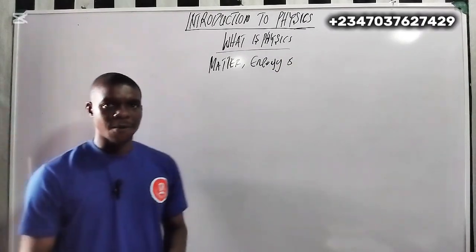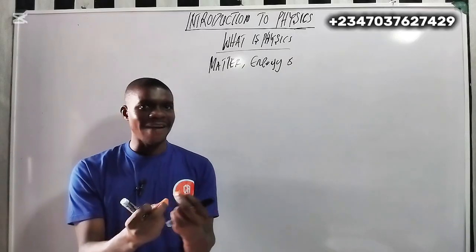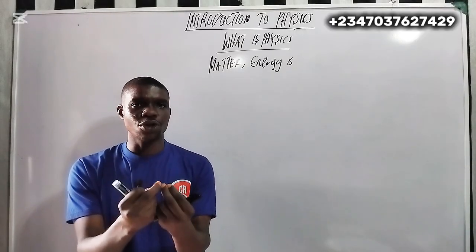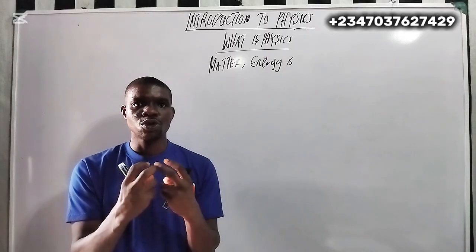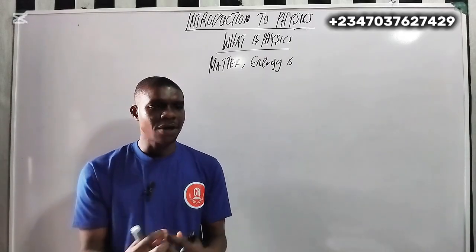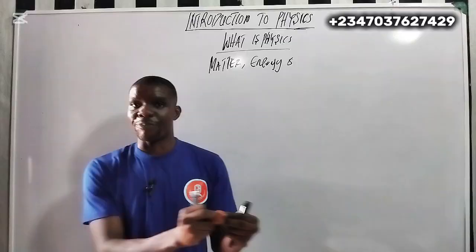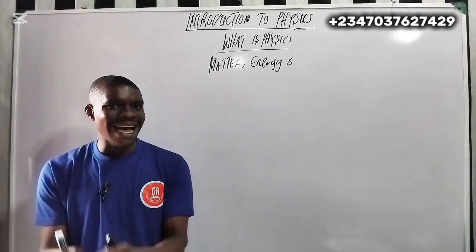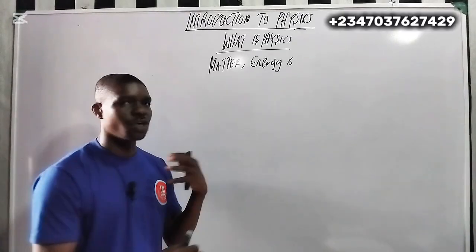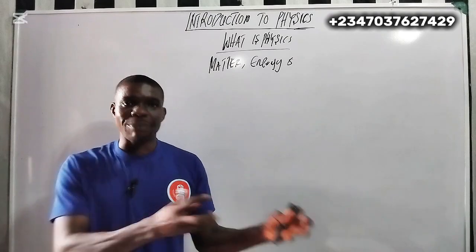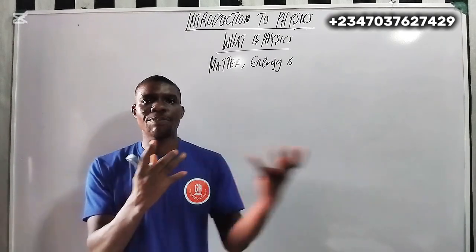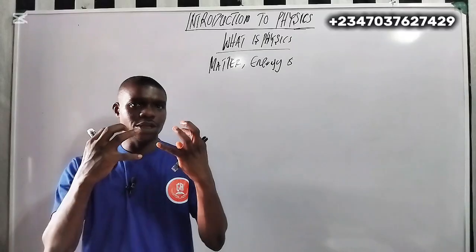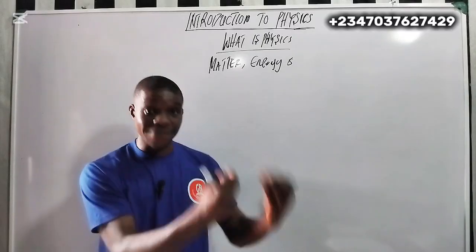Hope you understand. Now, in chemistry, we define chemistry as what? The study of matter, and how we can use it to benefit our life. But in physics, it's not only the study of matter, it's the study of matter and energy. So chemistry only studies matter, but physics studies matter and energy and how they interact. The study of the interaction between matter and energy is called physics.